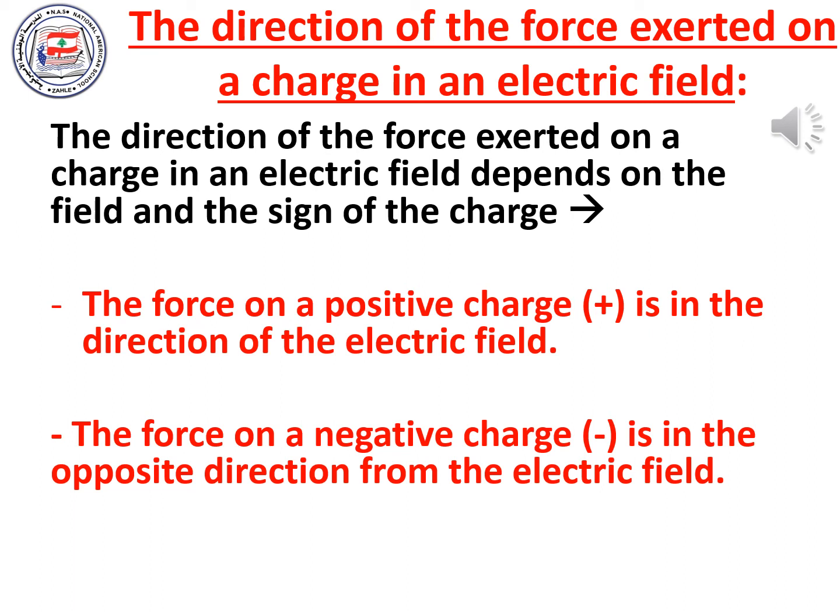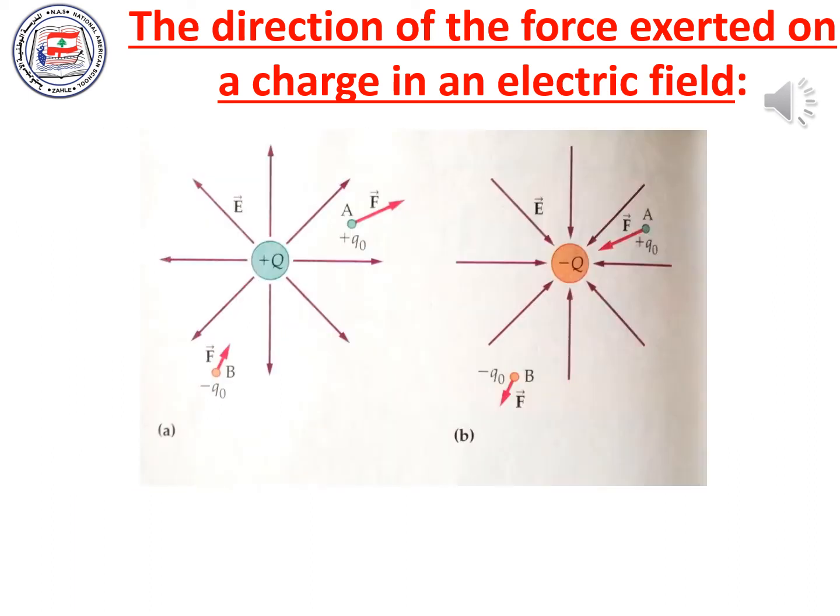As you can see in the figure in front of you, first look to the left. To the left we have a positive charge with an electric field coming out of the charge. If we put a negative charge in this electric field, then the force acting on the charge is in the opposite direction to the electric field, as we just stated in the previous slide. But if we put a positive charge in this electric field, then the force acting on this charge is in the same direction as the electric field.